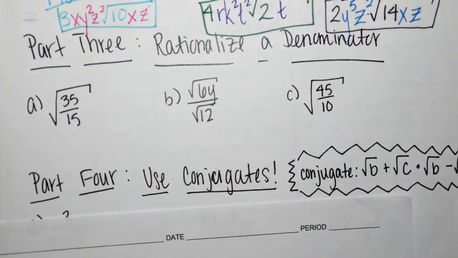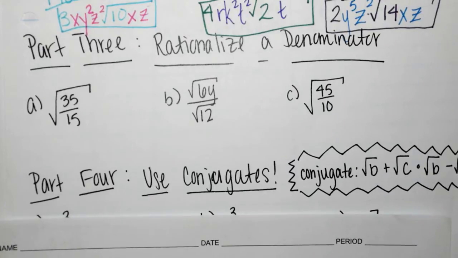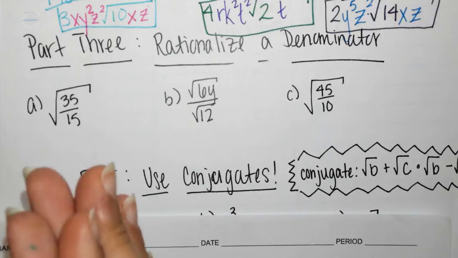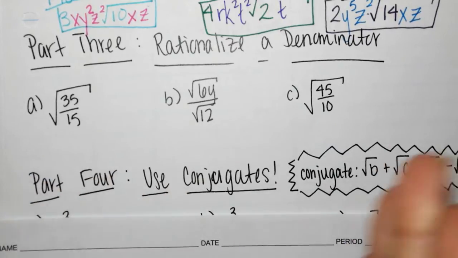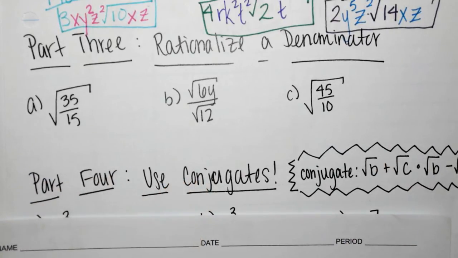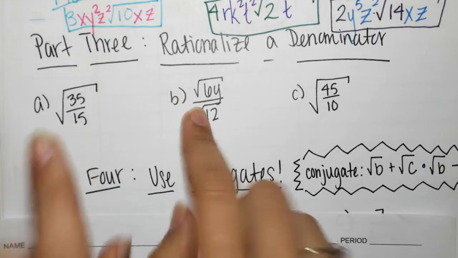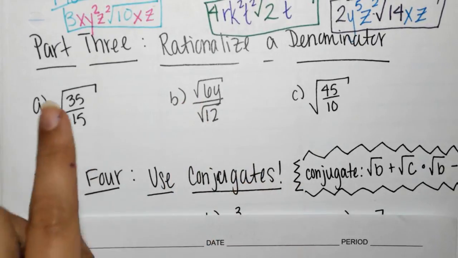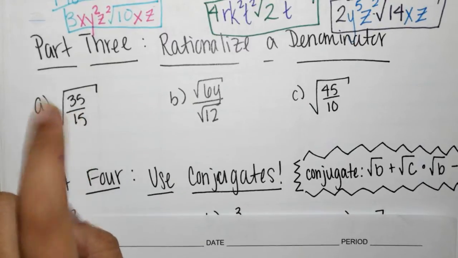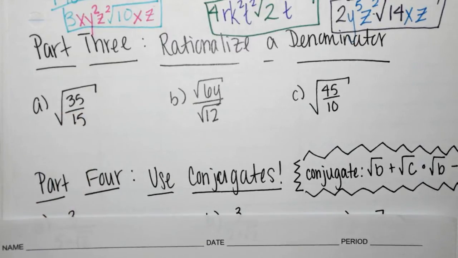All right, so part 3, rationalizing a denominator. Now, what that means is we cannot have a radical in the denominator. So what we're going to do is we're going to do A and B 2 different ways, and you're going to tell me which one you like the most. So the first thing we're going to do is reduce this fraction. So let's make a note that says reduce.